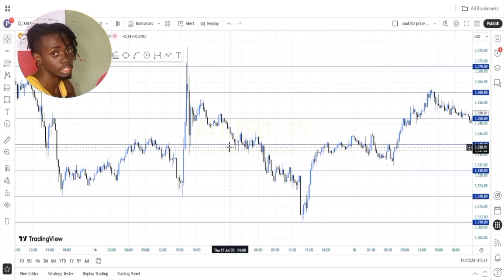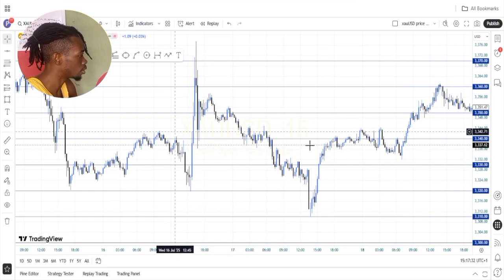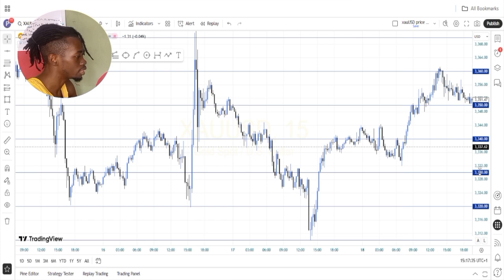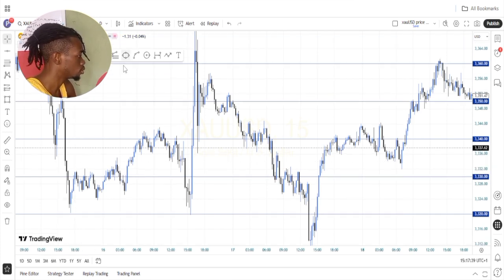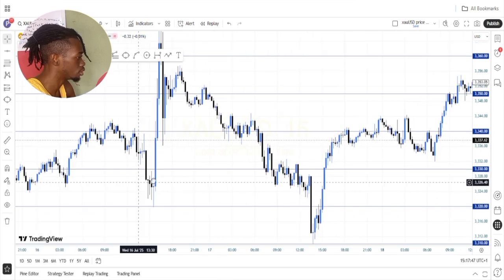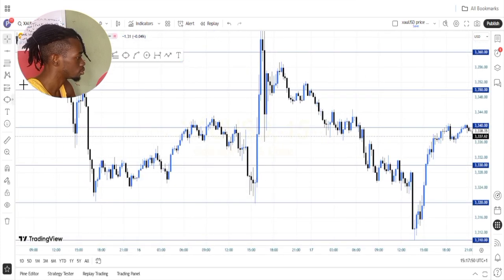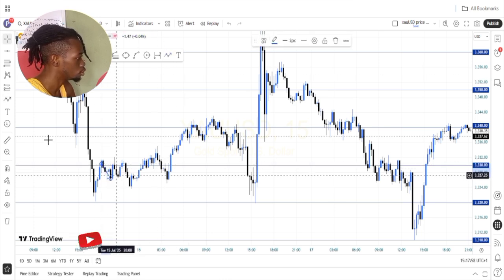So now that we've done that, let's take a look at the reactions at these psychological levels. As you can see, when price gets to a psychological level, there's usually one form of reaction or the other. Here we notice we have this psychological level, which is 3,330, and you can see the reactions here. Once it gets to the psychological level, it drops.